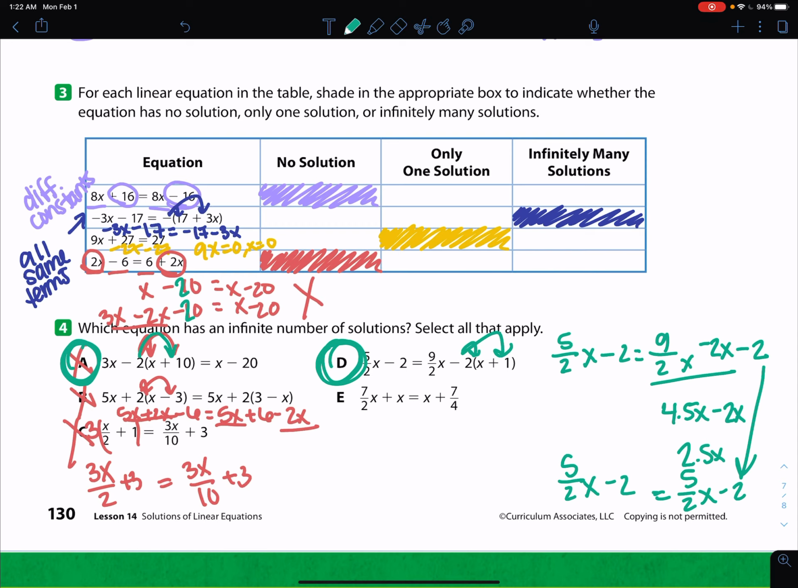Okay. E, you can easily look at these, and you can see that they don't have the same. The left side literally doesn't even have a constant, so they can't be the same. Okay, so your final answers for 4 would have been A and D only. All right, moving on.